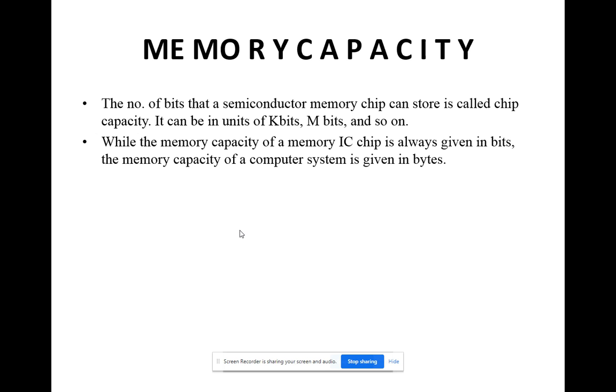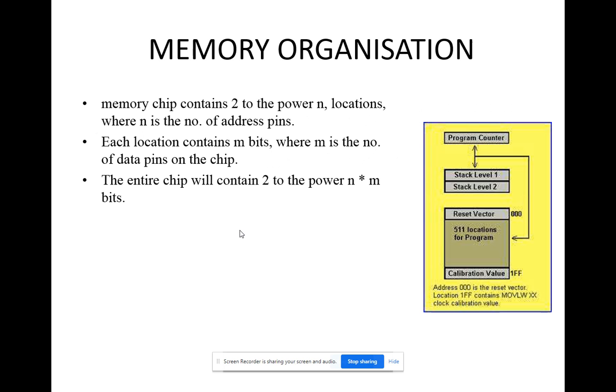Okay, at chip level you will be using the bit, but at computer system level you will be using the byte to determine the capacity. And then memory organization, you know how it is managed. Okay, it is memory organization.